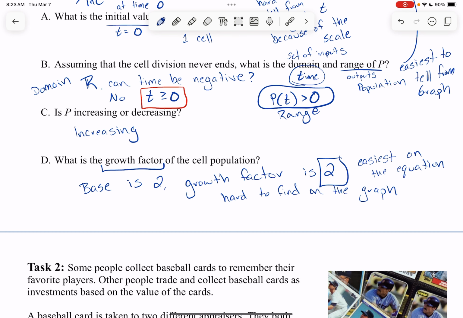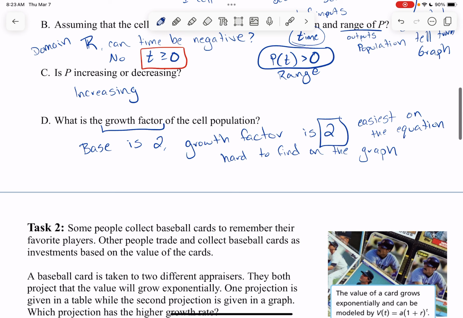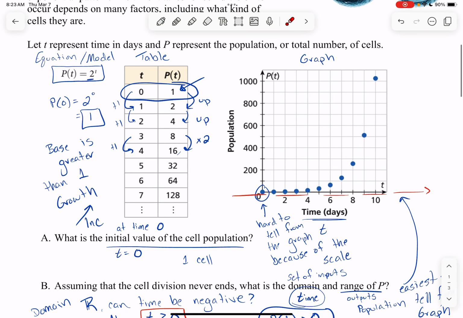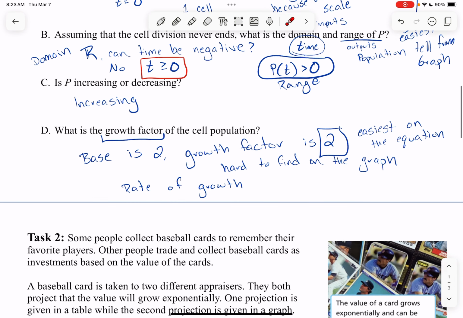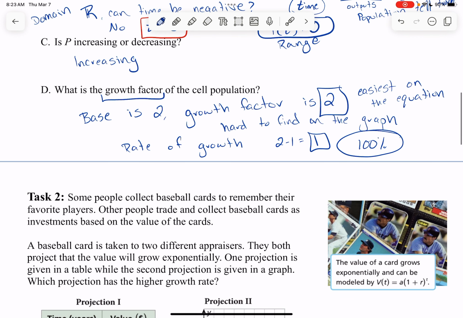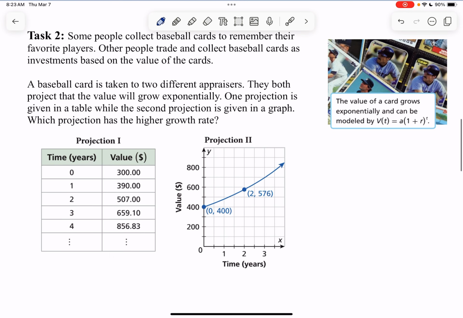Okay. Now again, this is the growth factor, not the rate. Here, the rate of growth would be the difference from 1. How much more than 1 is this? So I would have to take that growth factor 2, subtract 1. So 1 is my rate, so that would be 100%. It's growing by 100% each time is the rate of that growth. Okay. All right, now task 2.